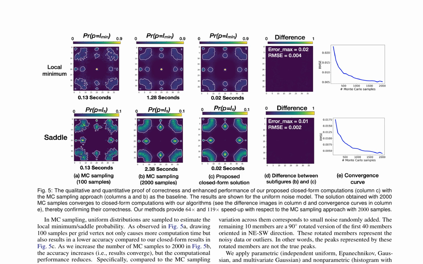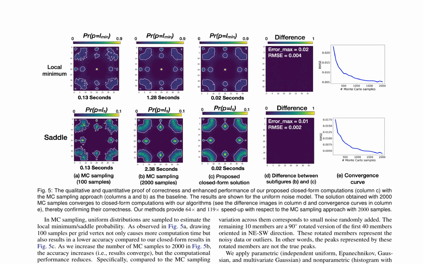A synthetic dataset, modeled as a Gaussian mixture with 50 members, is utilized, comprising 40 members representing the ground truth and 10 members as noisy data or outliers. Various noise models, including independent uniform, Epanechnikov, Gaussian, multivariate Gaussian, and histogram models with 5 bins, are applied to this dataset. Local maximum probability, P_R(P = Lmax), is computed for each model using closed-form computational algorithms and compared to results obtained through Monte Carlo, MC, sampling.